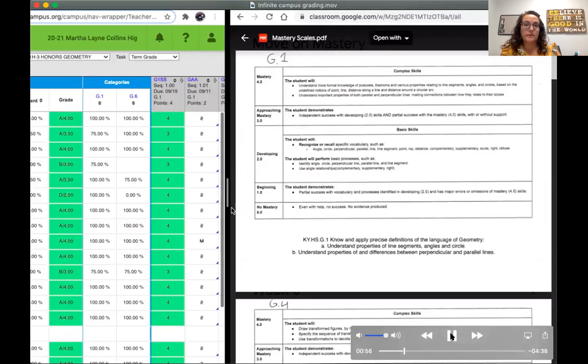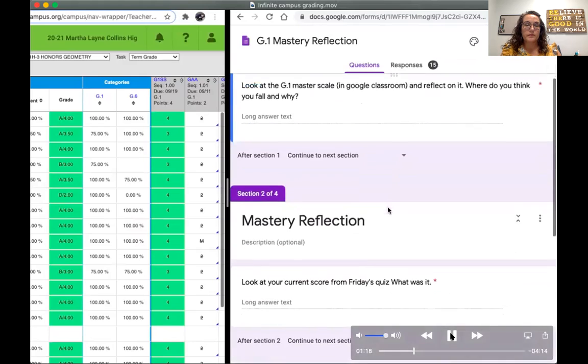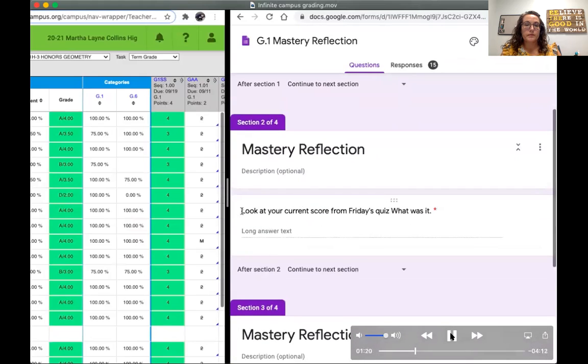Of course, the students are going to get a little confused by all the technical wording. So I went through and explained to them what each level looks like based on our content, and had them reflect and think where they are on the mastery scale. Then they would answer and explain why. That part was good. Then we got to the second question, which said, look at your current score from Friday's quiz, because I didn't enter the standard score yet, but that was basically their standard score anyway.